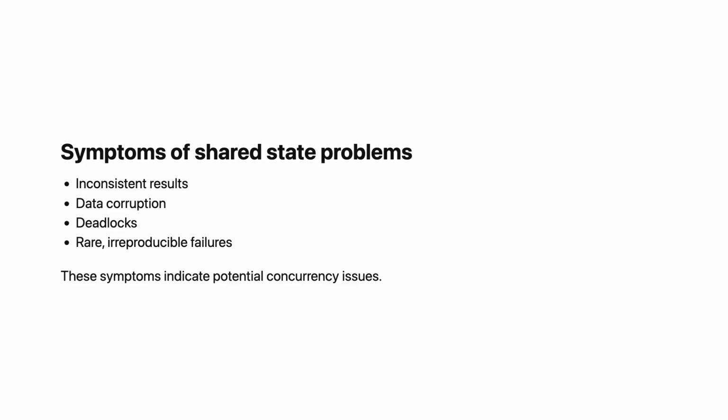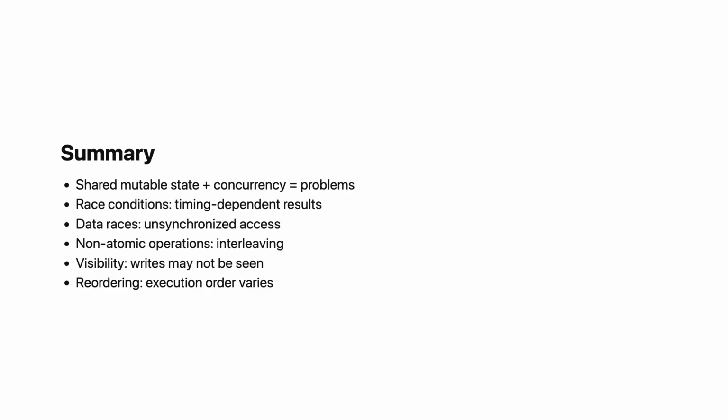Signs of shared state problems: inconsistent results. The same operation gives different outcomes. Corruption. Data structures end up in impossible states. Deadlocks, the program freezes, threads wait for each other forever. Rare failures, bugs that happen occasionally, impossible to reproduce. If you see these symptoms in concurrent code, suspect shared state problems. Check every variable that multiple threads access.